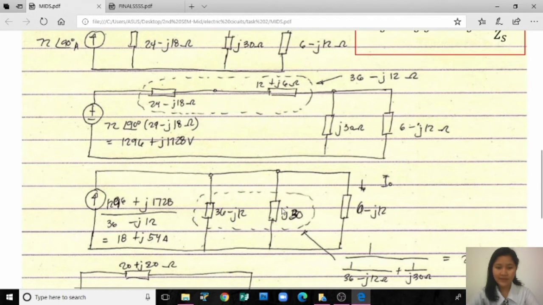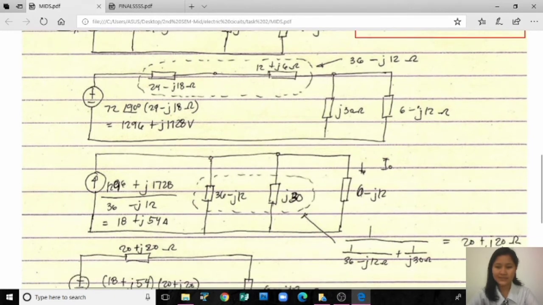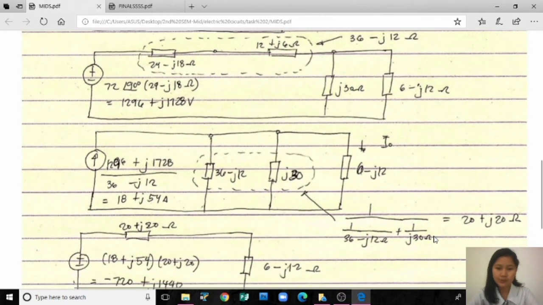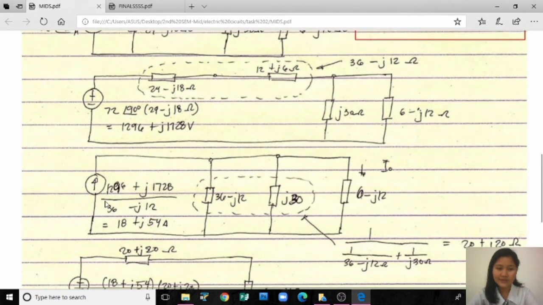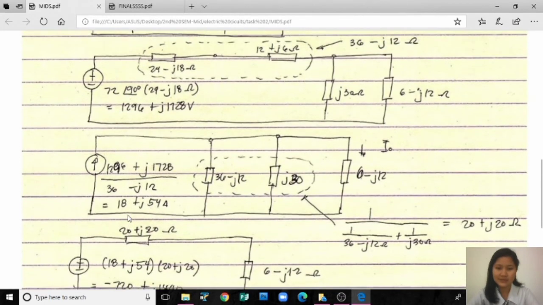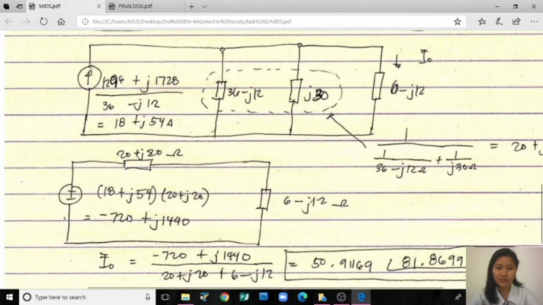In this figure, we can see that this j30 is parallel to 36 minus j12. Finding their equivalent, it is equal to 20 plus j20 ohms. Now these two can be considered as two single reactances, so we can transform this current source back into a voltage source. The circuit will now look like this.